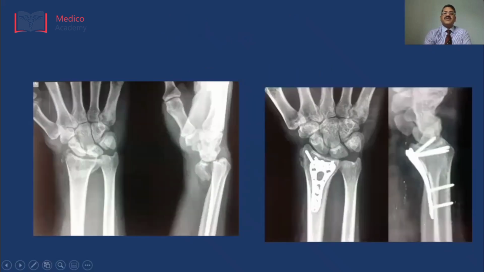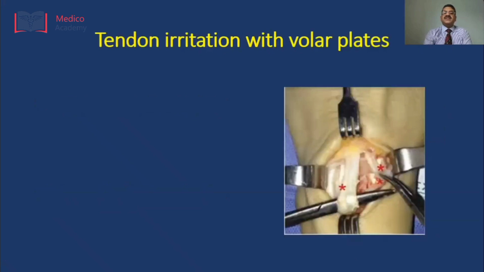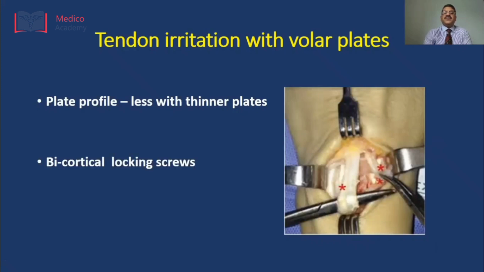This is an example of a volar Barton fracture which has been fixed with the volar locking plate. The complications of volar locking plates are mainly related to the metalwork and the screws. It can cause tendon irritation and rupture if you're not careful, and there is a chance of iatrogenic intra-articular penetration of the screws if the screw length and the trajectory is not accurate. Tendon irritation with volar plates is more common with thicker plates and less with low-profile thinner plates. Bicortical locking screws should be avoided because they may pierce the dorsal cortex and cause attrition of the tendons, as you can see in this picture.